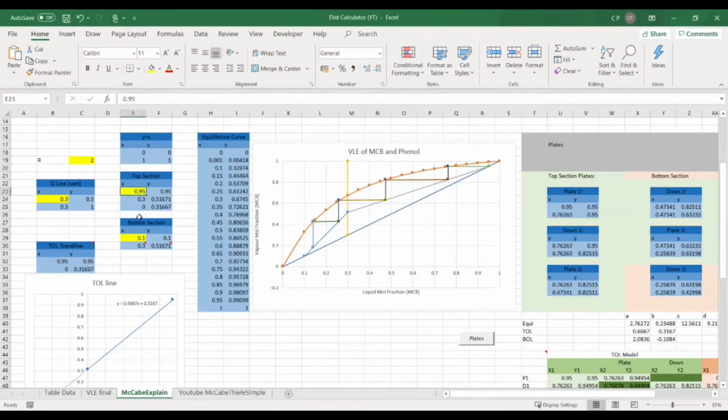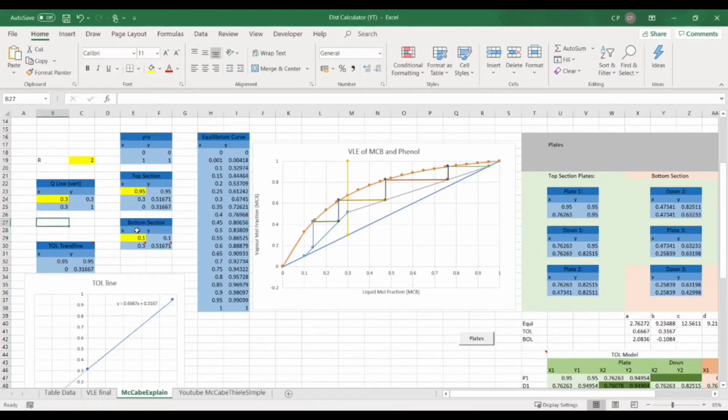The only things that you really need to know to create your McCabe Thiele, which is going to model your separation of a binary mixture, are your reflux ratio and your feed fraction of A. From that you can work out your feed fraction of B, because it's just 1 minus your feed fraction of A, so just 0.7 here for the phenol.